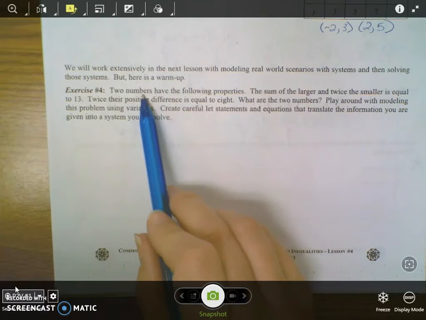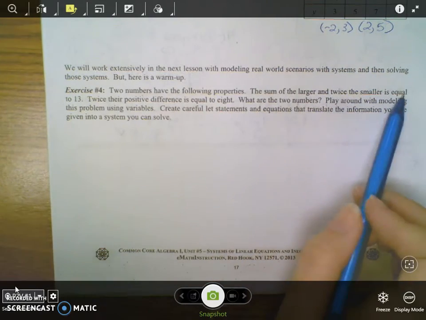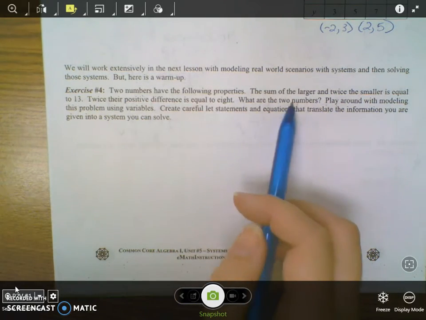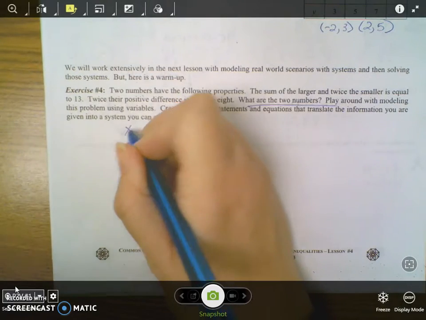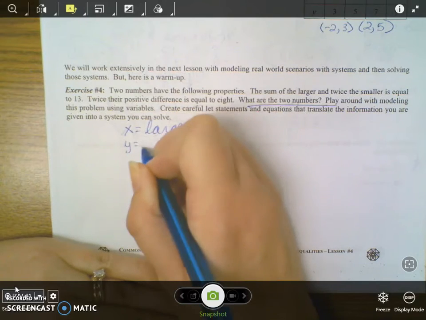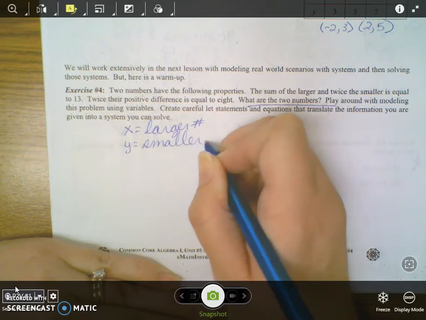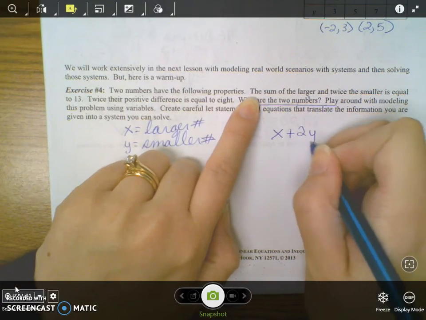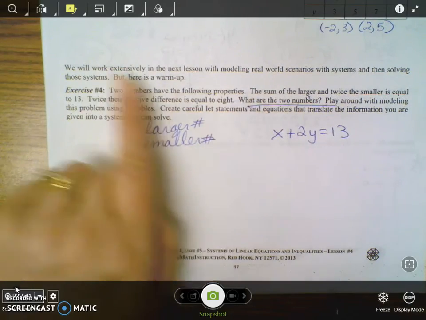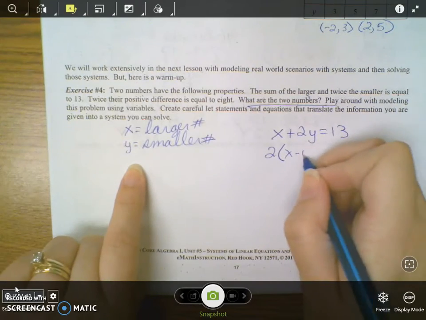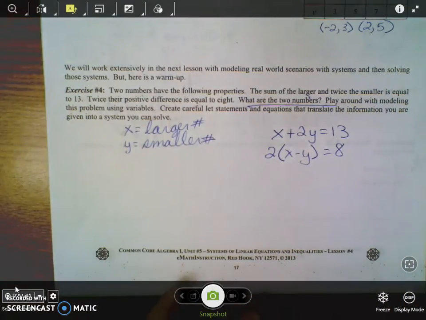So in this one, we've got the sum of a larger number and twice the smaller number is equal to 13. Their positive difference is equal to 8. What are the two numbers? So that means that the two things we don't know are our larger number and our smaller number. So it says the sum of the larger and twice the smaller is equal to 13, and then twice their positive difference, meaning that we're taking the larger number minus the smaller number, is equal to 8. So that's going to be our system of equations.